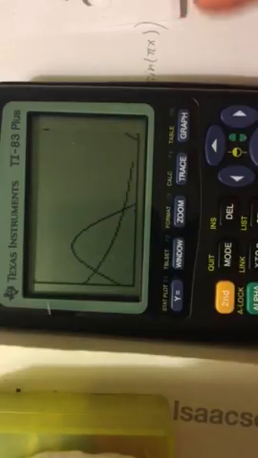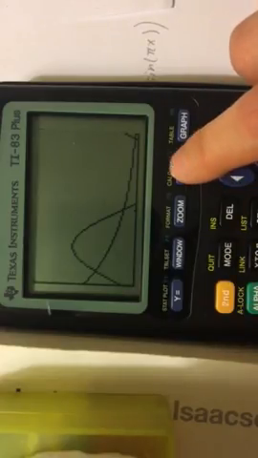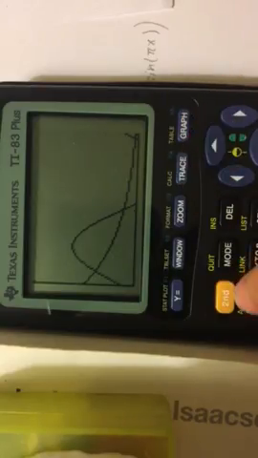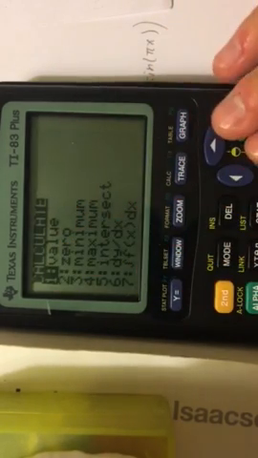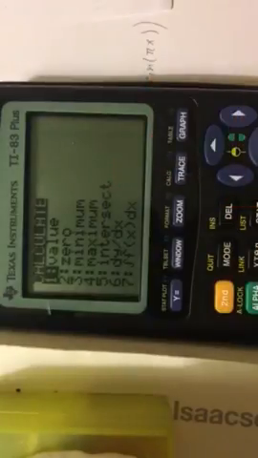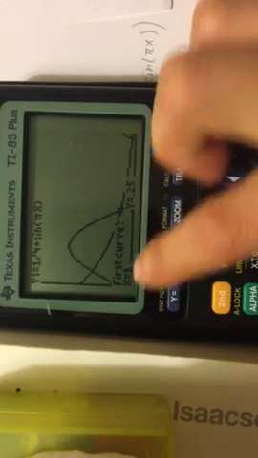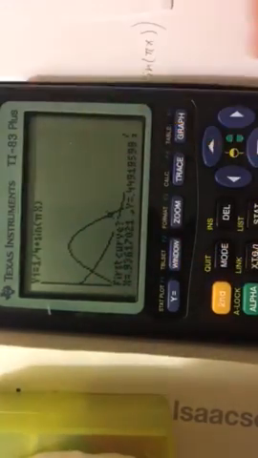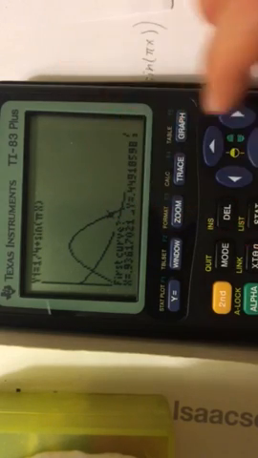Okay, and then we need to find the intersect point. So you use this key, but you want to use the calc. So you go second, and then trace. Here is calculate. And then you want to find the intersect point, which is number 5. Scroll down, and then enter. And then it starts asking you for the first curve. So you have 2 curves here, 1 and 2, right? So let's just look for this point first.